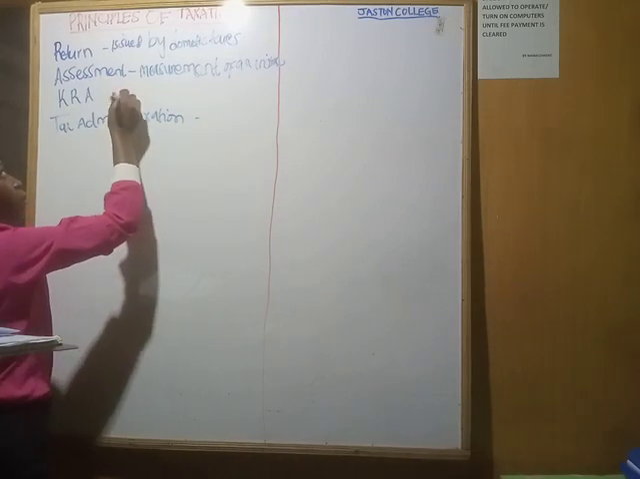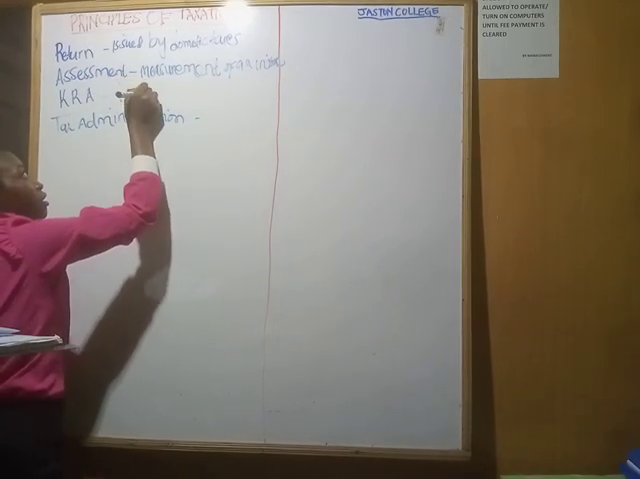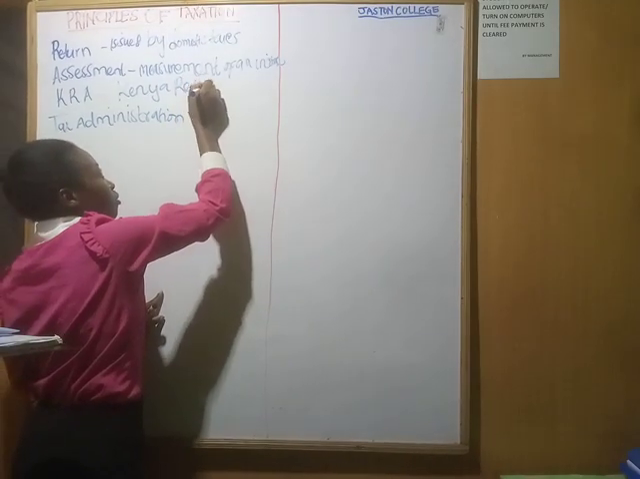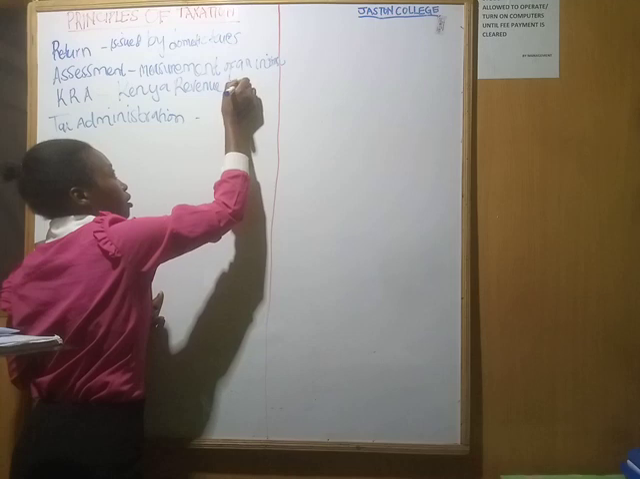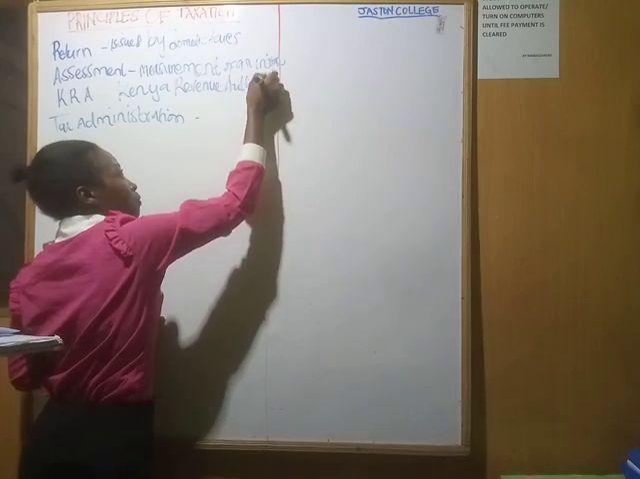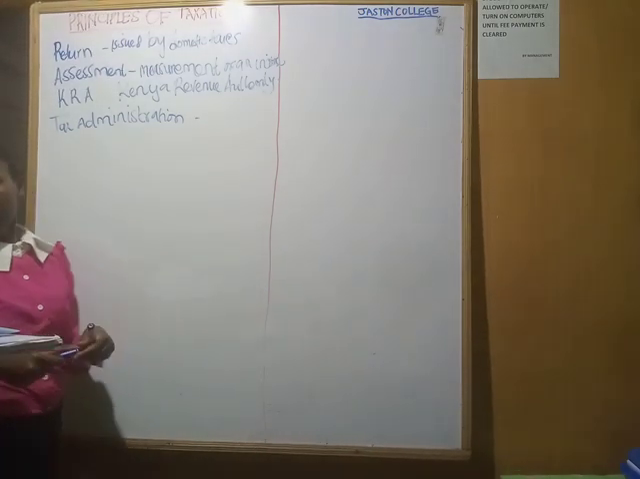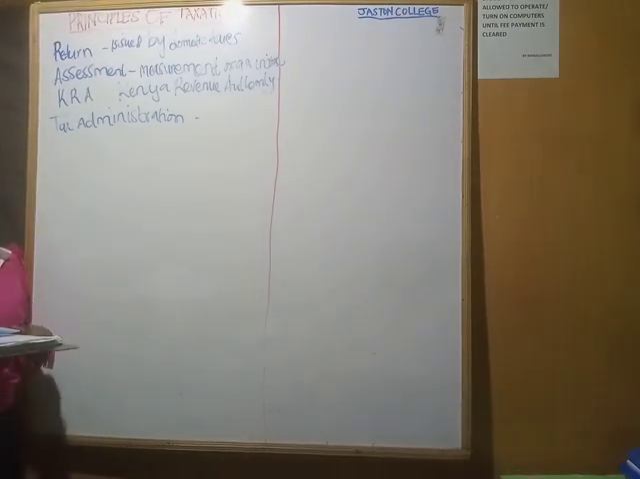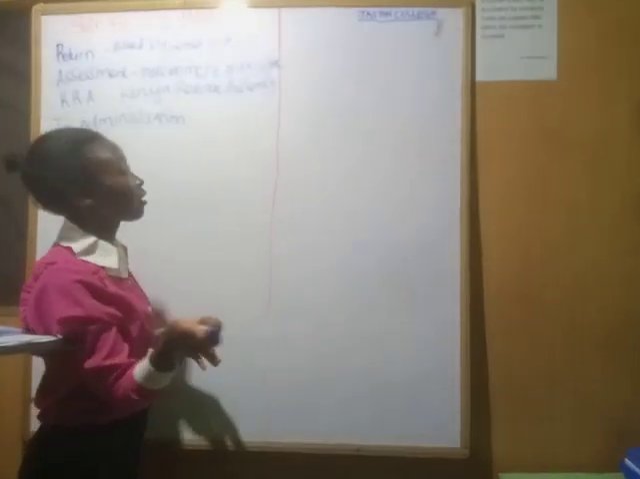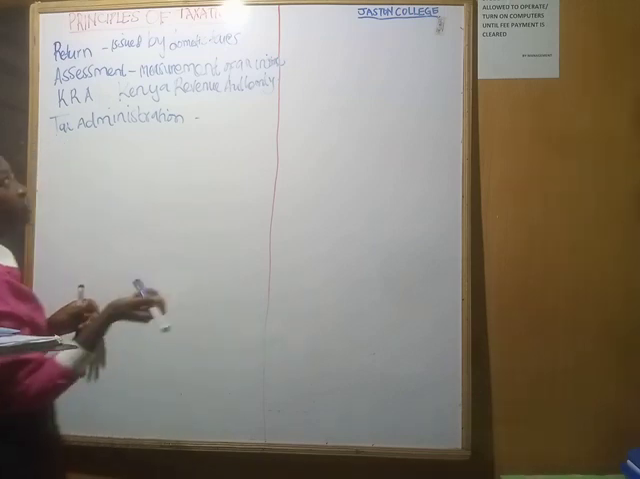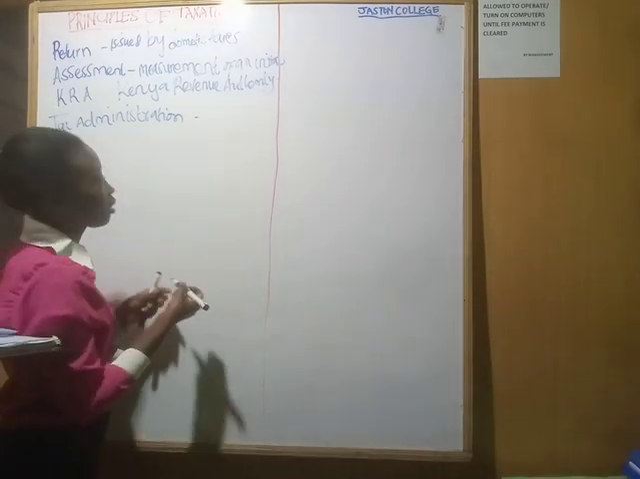We also have the KRA. Our KRA is the Kenya Revenue Authority. This is the department established by the parliament as an act, and its role is to collect the government revenue from the businesses and from the employment income.